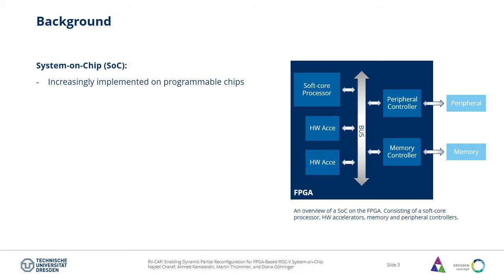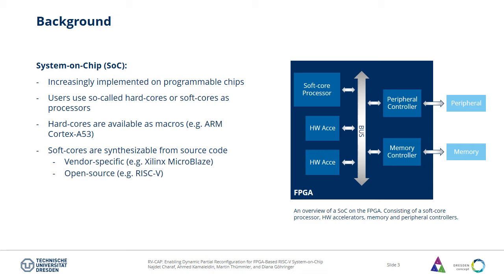Basically a SoC uses a master processor, which can be either a hardcore or a soft core. A hardcore processor is available as a macro, like the ARM Cortex-A53 processor, which we can find on the Xilinx Zynq FPGA. The soft core can be synthesized from source code, either vendor specific like MicroBlaze or open source like a RISC-V instruction set. Here I just want to mention that with the vendor specific one, you cannot see into the source, so you have to take it like an IP core.